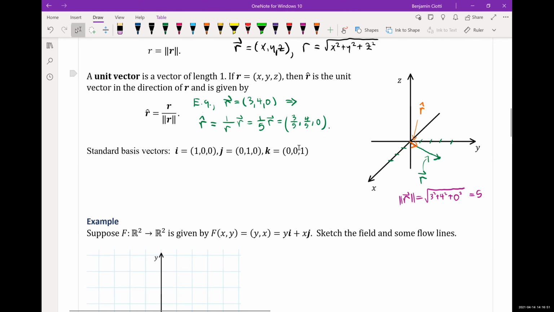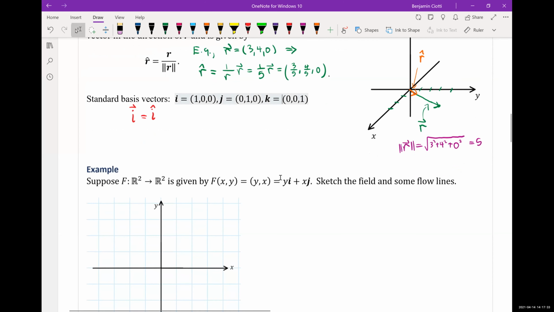Oh, and I mentioned the standard basis vectors. Notice we don't have to put the hat on the standard basis vectors because they're already unit vectors. So it wouldn't be wrong. You could write i hat, and indeed, sometimes I will, and sometimes you will. It's totally fine to write i hat. It's the same as i because it's already a unit vector. So hats are okay, and not having hats is also okay when we're talking about the standard basis vectors. Okay, so that's just setting things up so we can proceed.